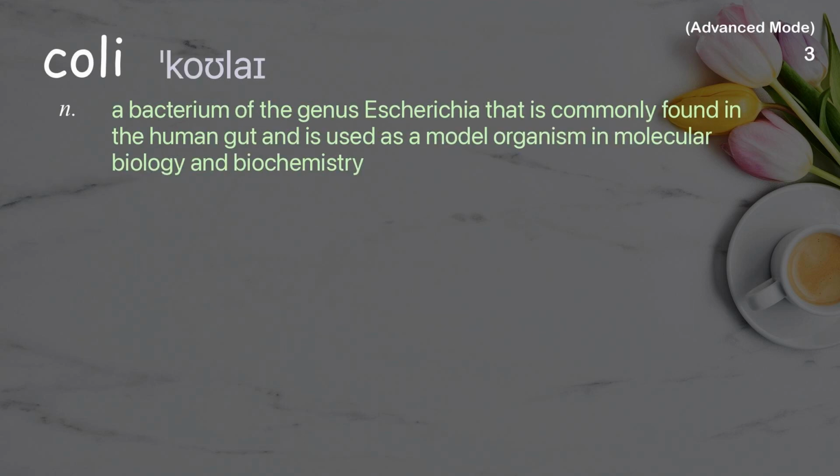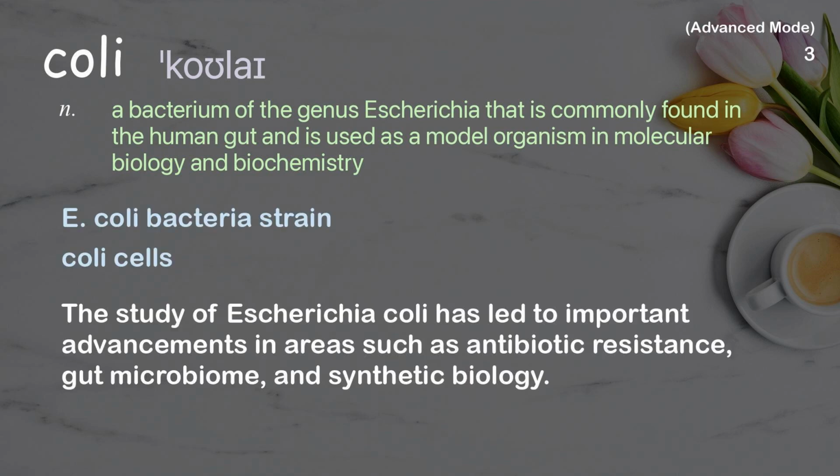Coli. A bacterium of the genus Escherichia that is commonly found in the human gut and is used as a model organism in molecular biology and biochemistry. Examples: E. coli bacteria strain. Coli cells. The study of Escherichia coli has led to important advancements in areas such as antibiotic resistance, gut microbiome, and synthetic biology.